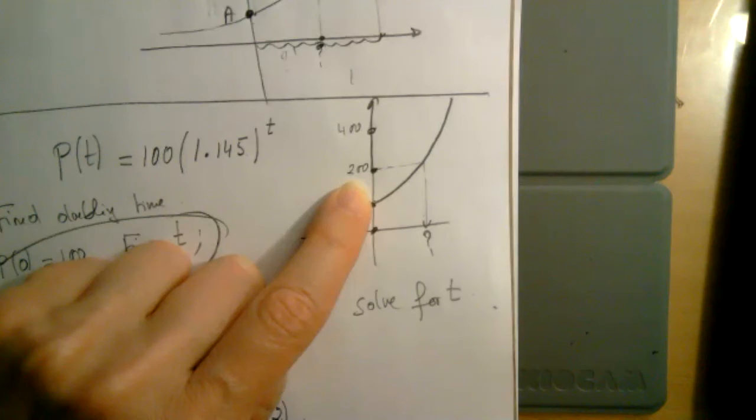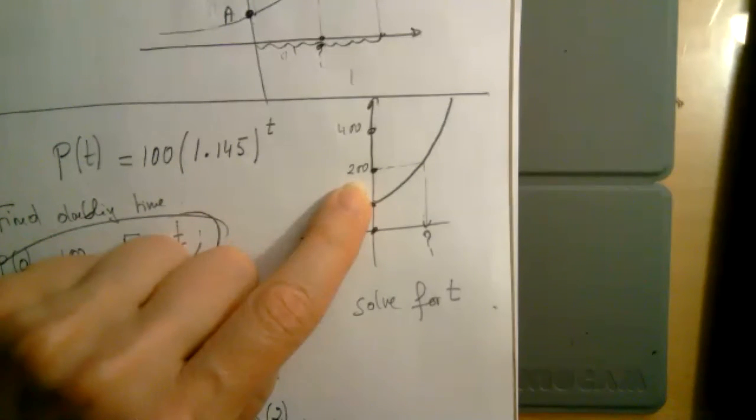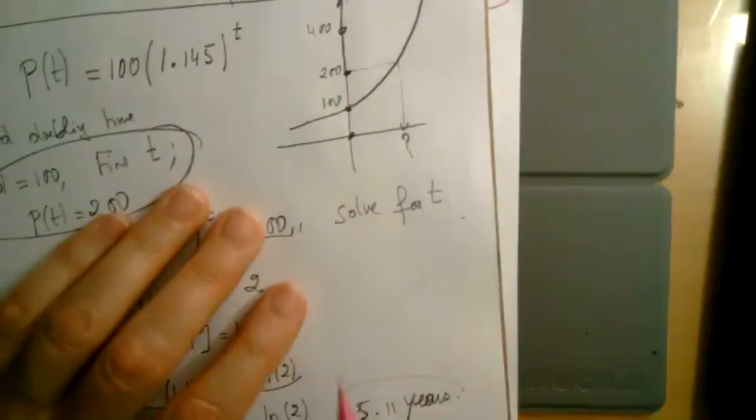Same amount of time. What do you think? Nope. Is it going to be the same amount of time? No, because it's exponential. It's exponential, 200 to 400, not 200 to 300. Yeah, so it's exponential doubling. The function grows by the same factor.